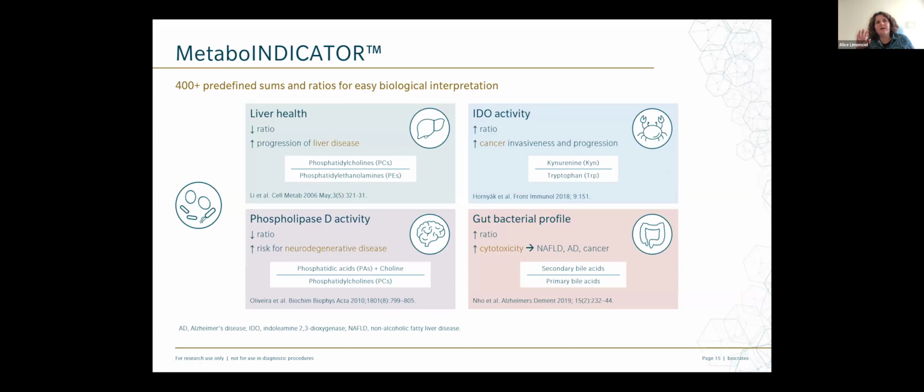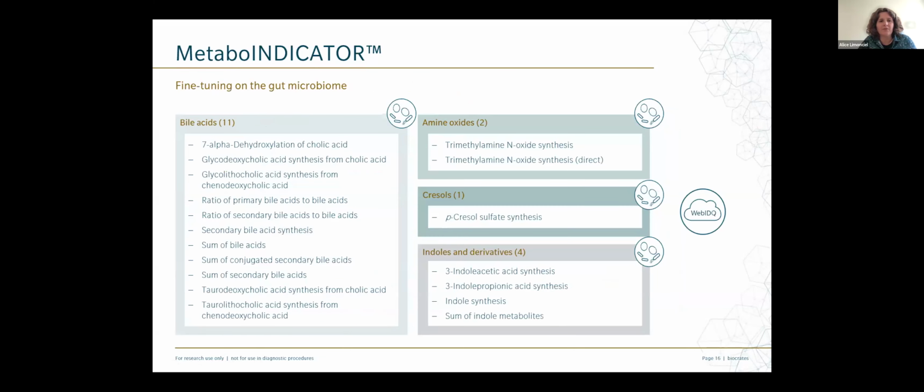And today we also have a way to categorize those MetaboIndicators. For example, if you're interested in the microbiome, then you can just click the microbiome category, and you see all the ones that could be calculated in your experiment and that relate to the microbiome to some extent. Here you have a list of some of those sums and ratios linked to the gut microbiome. Of course, a lot linked to bile acids, because there are 14 bile acids in the kit that I mentioned, but there are others linked, for example, to TMAO or to P-cresol or to indoles that give you additional insights in addition to the quantification of the single metabolites.